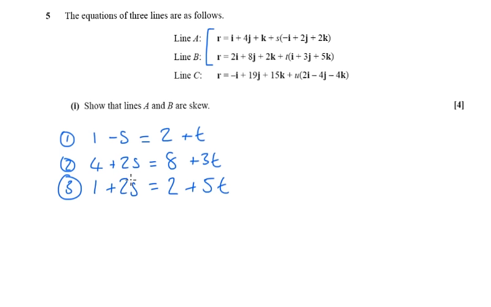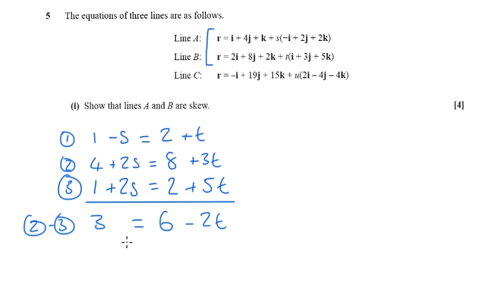You can see that we've got the s coefficients the same in equations 2 and 3. So if I do equation 2 take away equation 3, I'm going to get 3 plus nothing, obviously, equals 6 take away 2t, which will be minus 3 equals minus 2t, so t is 3 over 2. Because we used equations 2 and 3 to find t, I'm going to use either equation 2 or 3 to then find s.